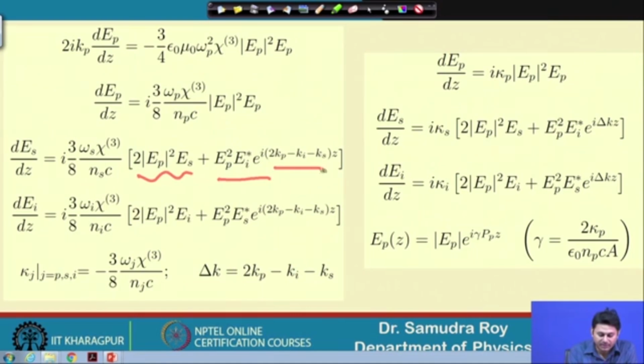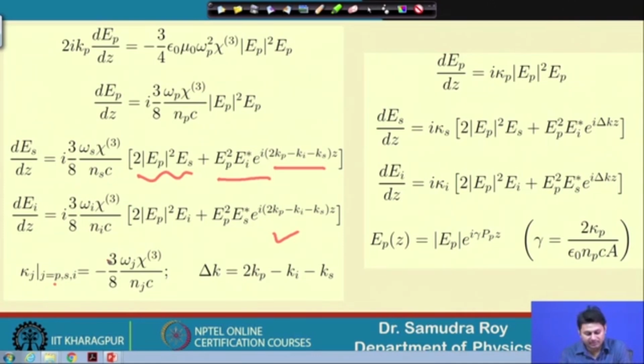The exponential term will be modified, because on the right hand side we have e to the power i k z, which will come to this side, so that we will have 2kp minus ki minus ks. This is our phase term. In a similar way we will have an expression for the idler. Now, if I write this coefficient as kappa, which is 3/8 omega j chi 3 divided by n j c, where j can take the values p, s and i, then we have kp, ks and ki for these three coefficients.